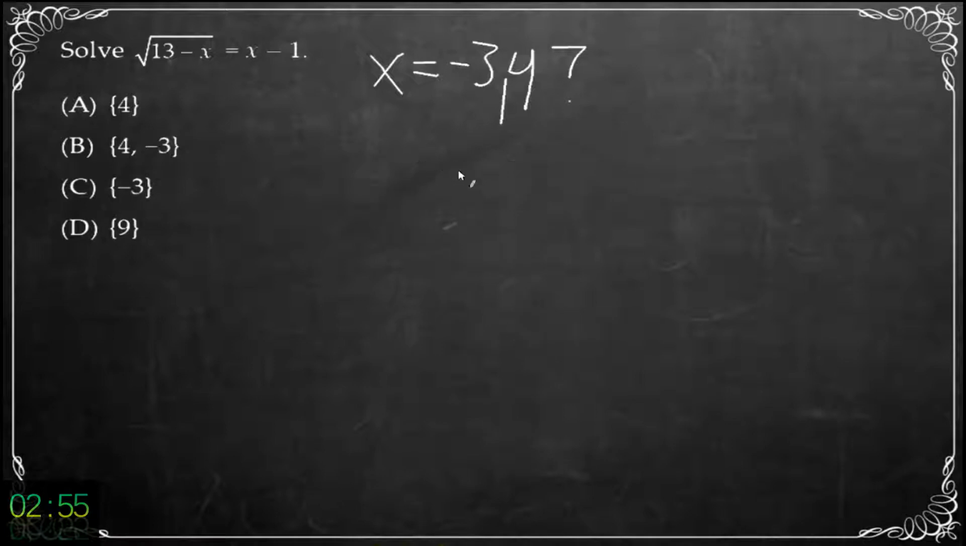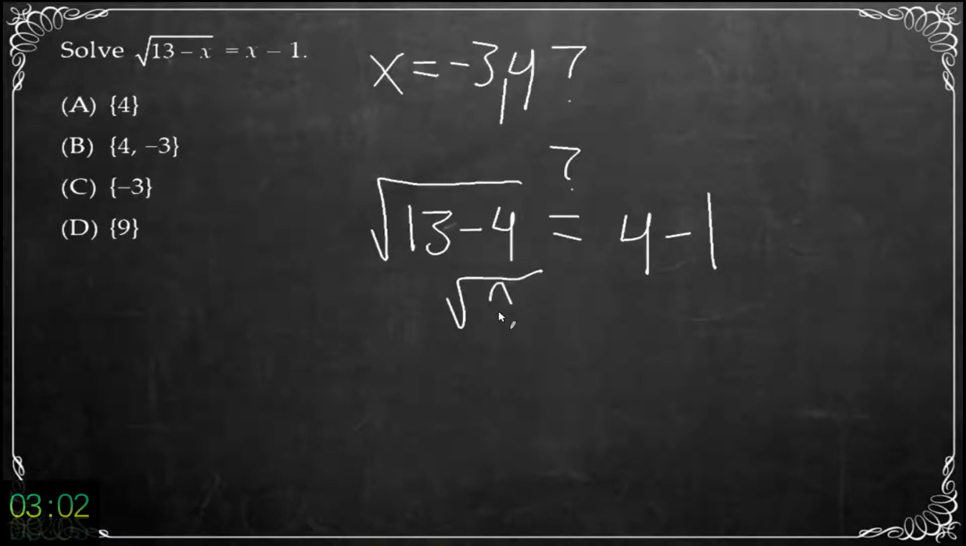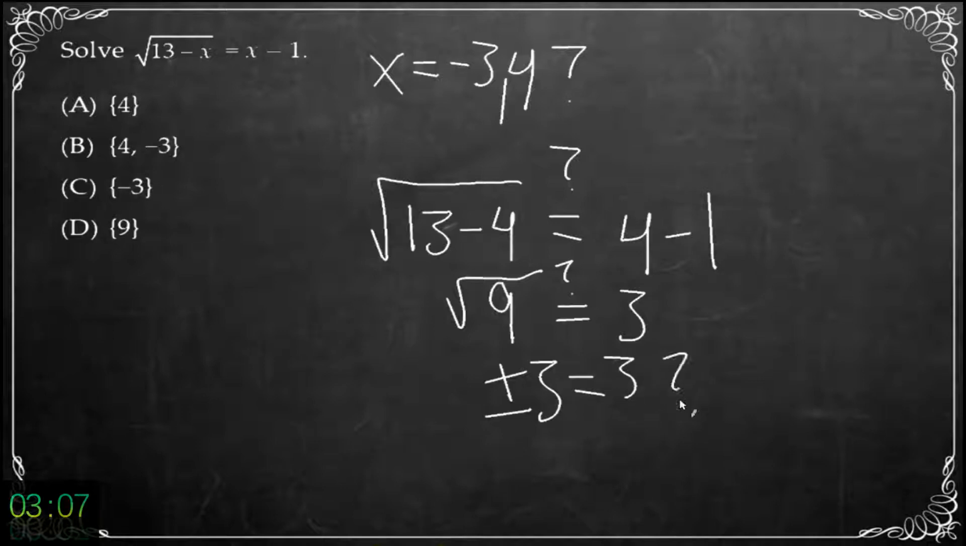All right, let's check when x equals 4. Square root of 13 minus 4, is that equal to 4 minus 1? Square root of 9, is that equal to 3? Positive or negative 3? Yeah, that equals a positive 3, so choice B was correct all along.